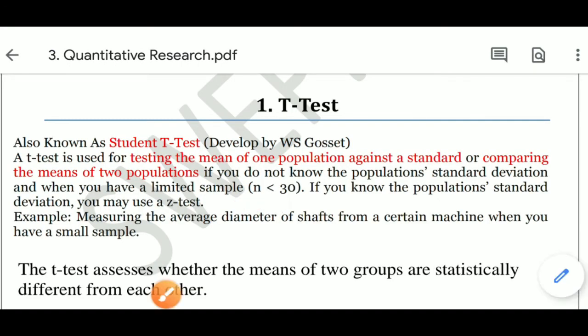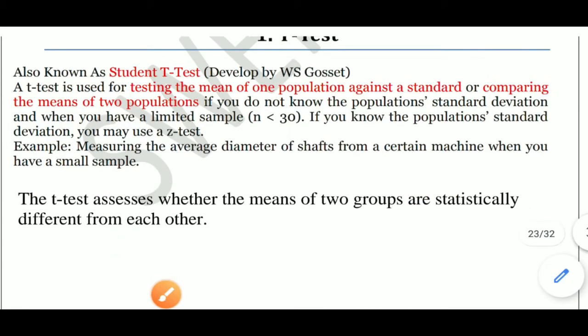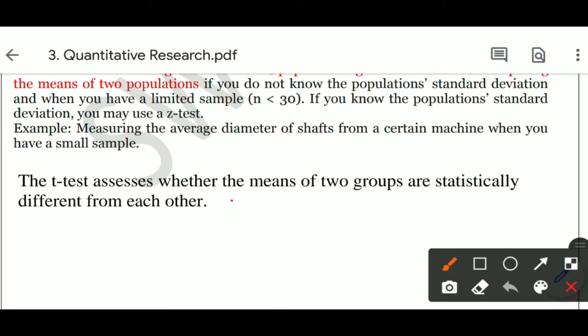And also, for example, if you are measuring the average diameter of a shaft from a certain machine and you have a very small population, you use this method. What we do is find the mean of one population against the other, or you could just compare. The t-test is basically used to assess whether the means of two populations, two groups, are statistically different from each other or not. So you use the t-test to assess the difference between the means of two different groups.